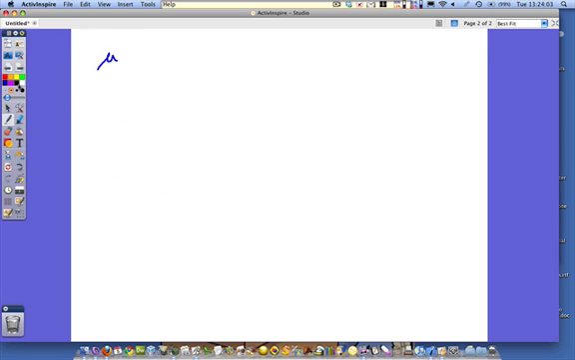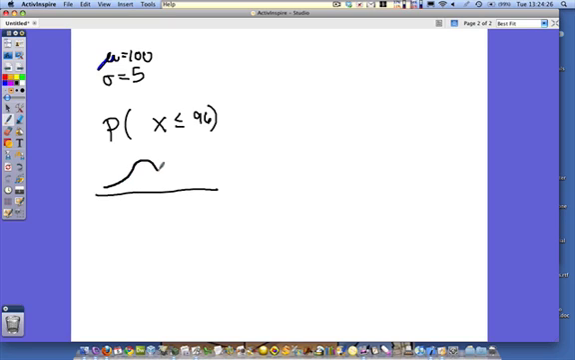All right, let's take a look at another one. Let's say mu is 100, sigma is equal to 5. What is the probability that x is less than or equal to 96? So let's draw the picture. We've got 100. We've got 96. Less than is to the left of 96.